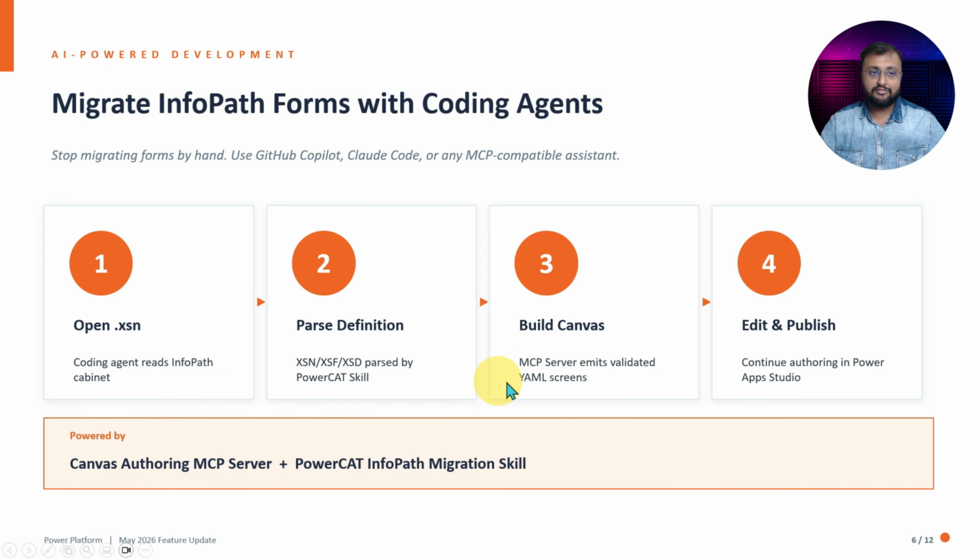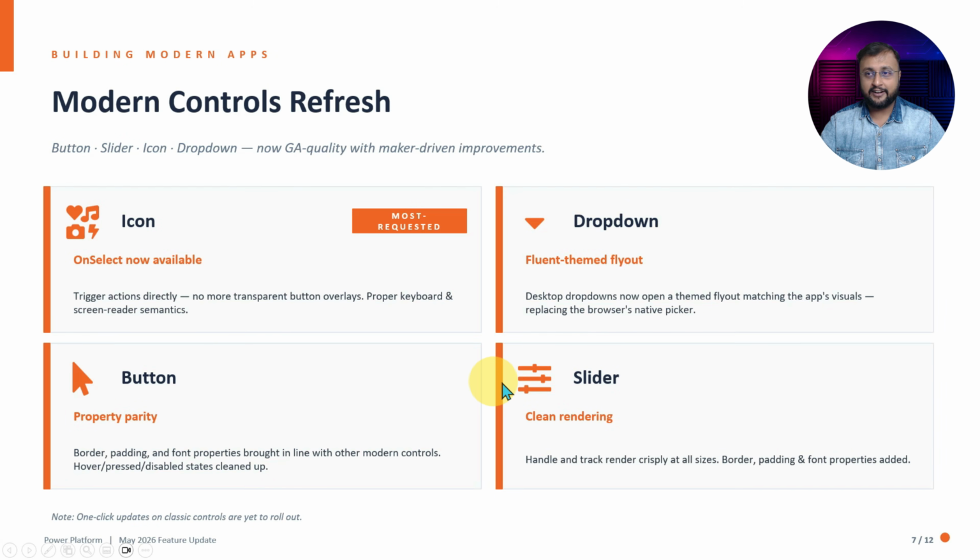Now, the fifth important update is around modern control updates. Specifically, we know that when we are using the modern controls in the Canvas application, like button, slicer, icon, and dropdown, they are lacking a couple of features. For example, the icon doesn't offer the OnSelect functionality. So as developers, we need to use the classic icons instead of the modern icon. Now this is available, so you can leverage it.